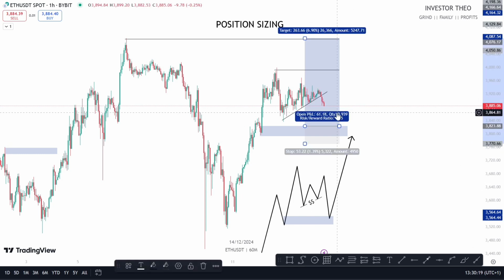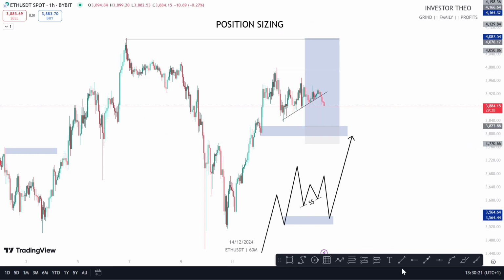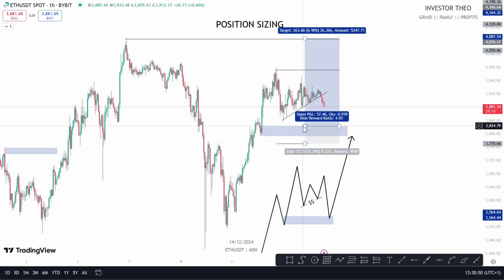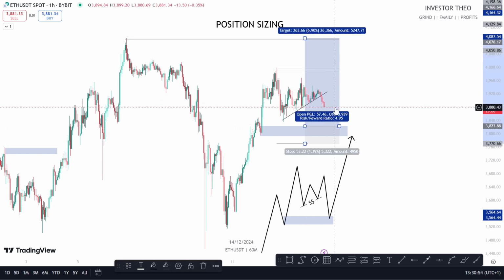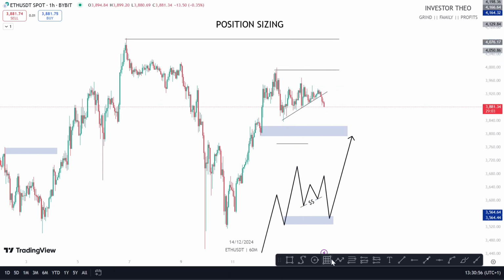I'm going to be deleting this right now, or let's just leave that there. Let me pick another long tool. I've marked out where my SL, my entry point, and my TP zones are. So I'm just going to be deleting this and showing you from scratch.